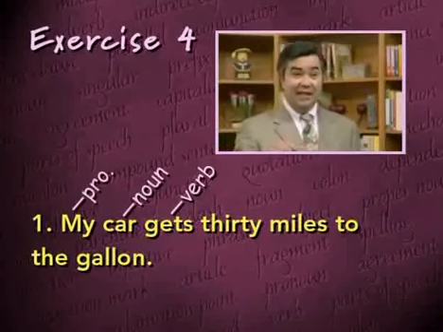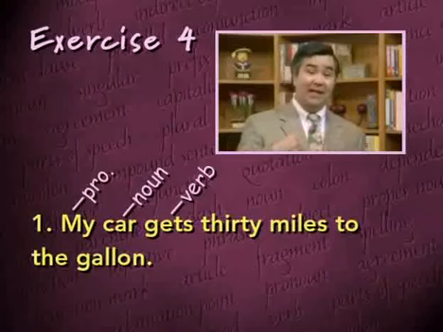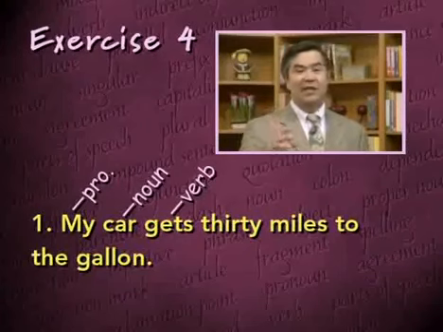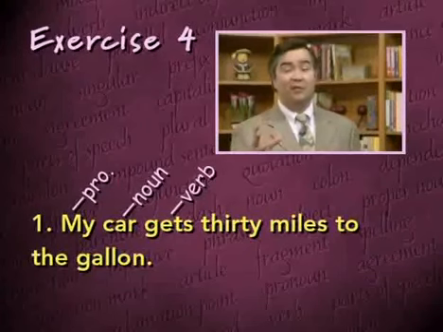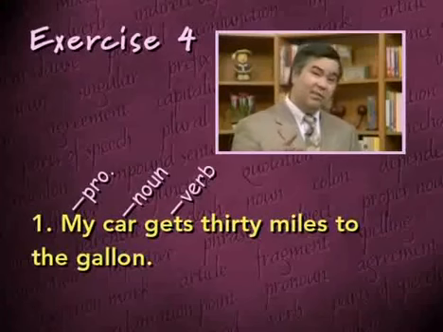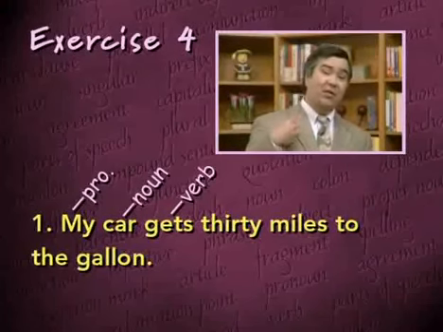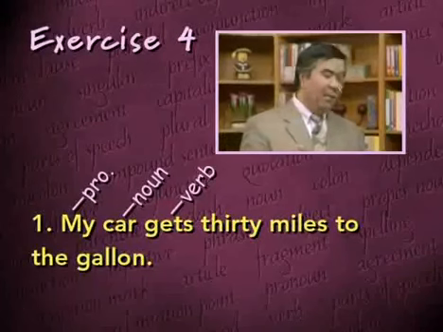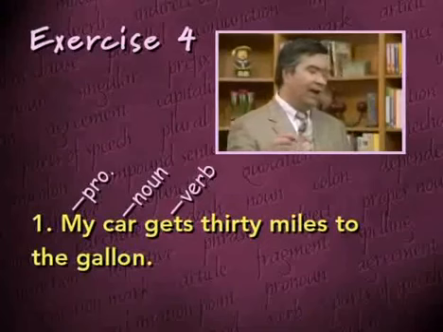My is, in this case, referring back to myself. I am the antecedent, even though I don't appear in the sentence. And the pronoun my is what's technically known as a possessive pronoun. Notice that it's used almost in the same way as an adjective. But it's a pronoun because it's referring back to a person, and therefore it's taking the place of a noun. So my car gets is pronoun, noun, verb.